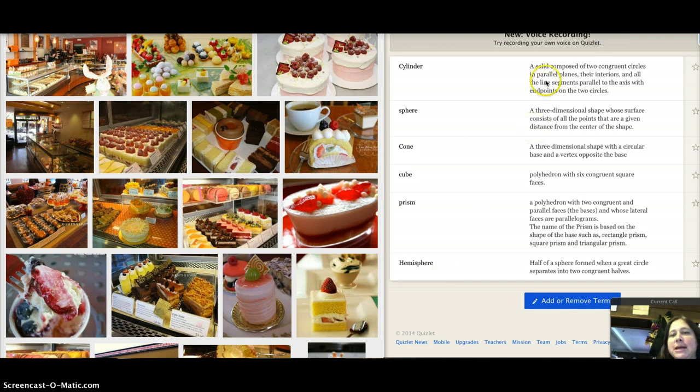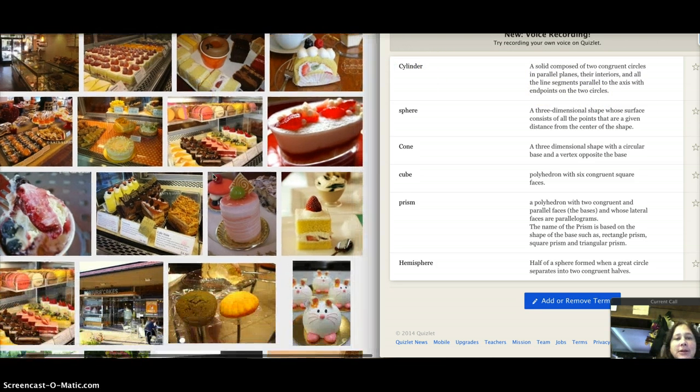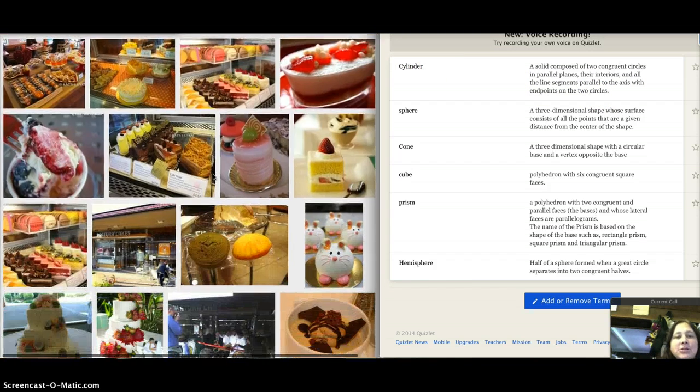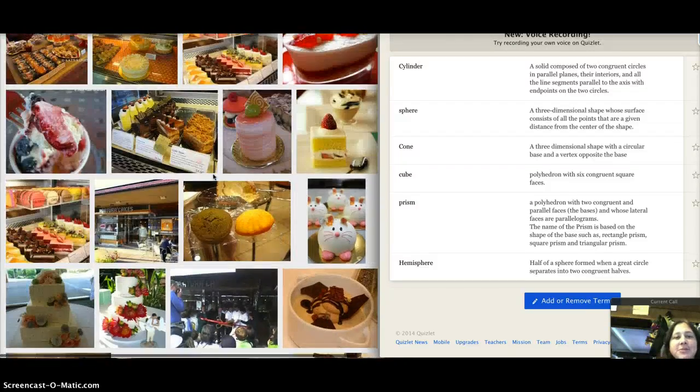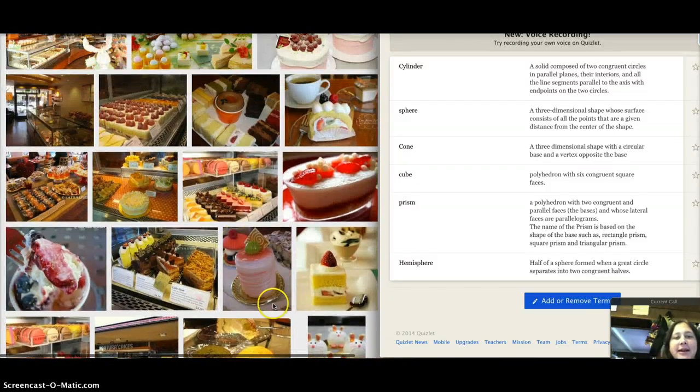So what we did is we came up with the definitions for the cylinder, sphere, cone, cube, prism, and hemisphere. And as you can see over here on this side, it says a solid compound of two congruent circles in parallel planes, their interior and all the line segments parallel to the axis with endpoints on the two circles would be a cylinder. So while in a class, it would be much easier to go through, and we picked Satura Cakes. It's one of our coffee shops nearby that we like a lot, and they have really good looking pastries.